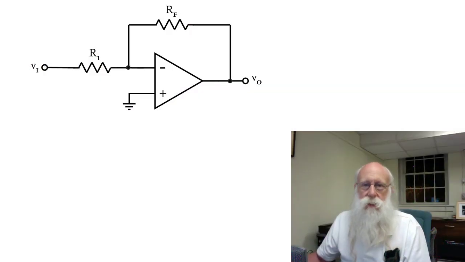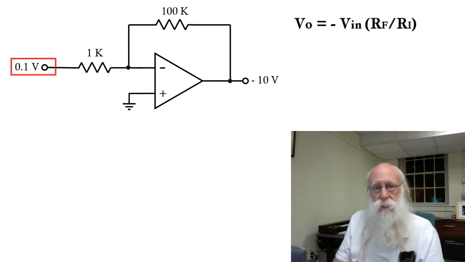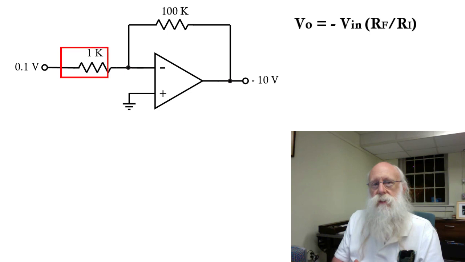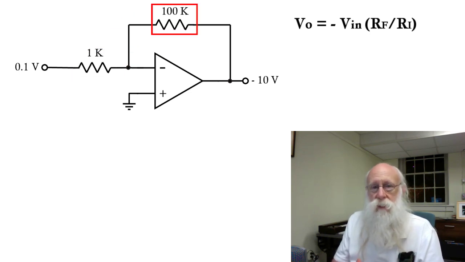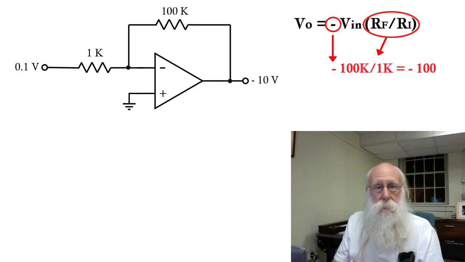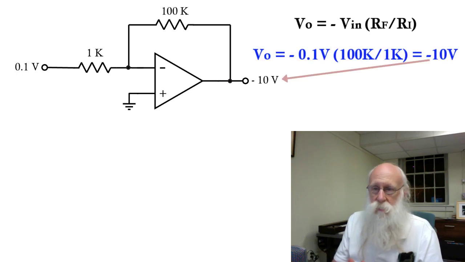Let's connect a load to the output of this circuit and talk about that for just a moment. Here I have specified an input voltage of 1/10 of a volt, an input resistance of 1K, a feedback resistance of 100K. That gives us a gain of minus 100. Remember, it's an inverting amplifier, and thus the output voltage is minus 10 volts.